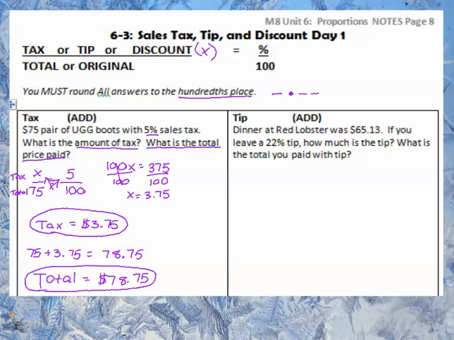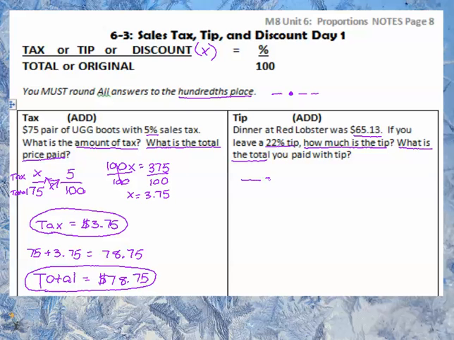So that's tax. Now let's look at tip. Remember, tip starts with a T, so we're going to add. A T looks like a plus sign. And it says dinner at Red Lobster was $65.13. If you leave a 22% tip, how much is the tip? What is the total price paid with tip? So first thing we need to do is we need to find the tip. We know that the dinner, 100% of the dinner was the $65.13. And we know a percent.